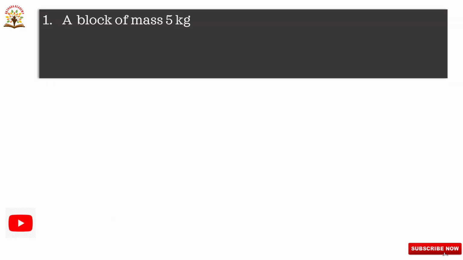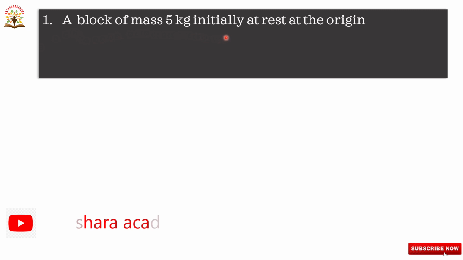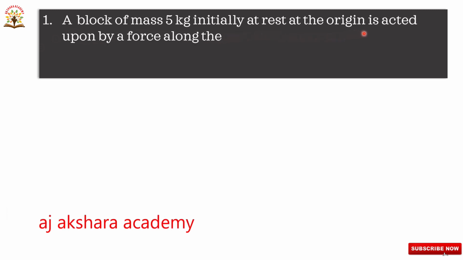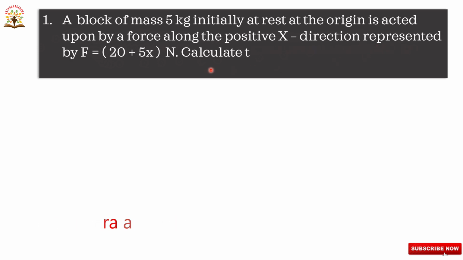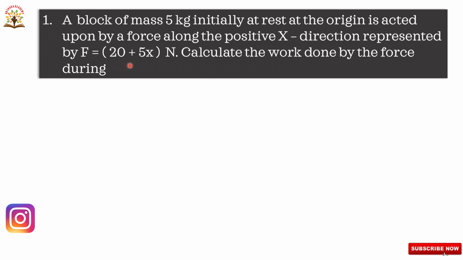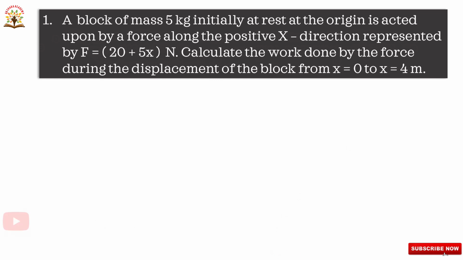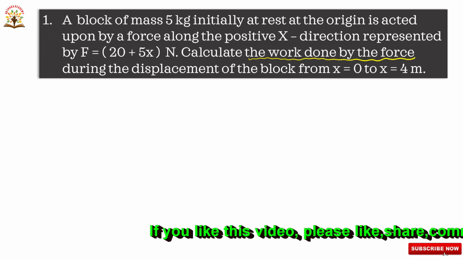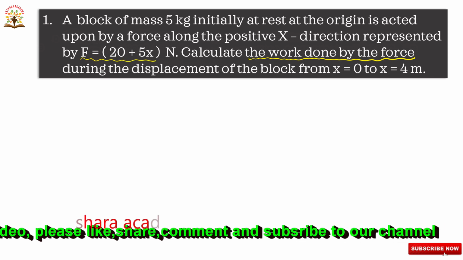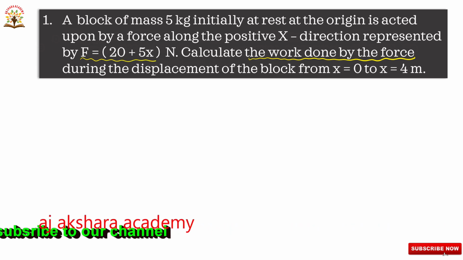In this question, a block of mass 5 kg initially at rest at the origin is acted upon by a force along the positive x direction represented by F equals 20 plus 5x newtons. Calculate the work done by the force during the displacement of the block from x equals 0 to x equals 4 meters. So in this question, we have to calculate work done by the force. Here they given F equals 20 plus 5x newtons.